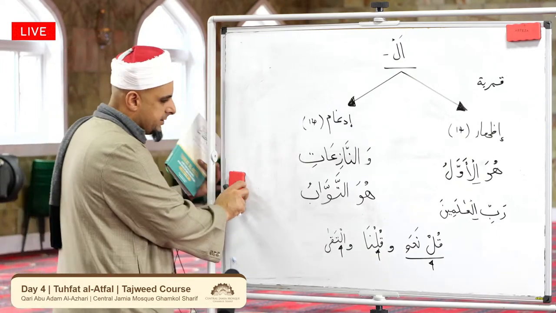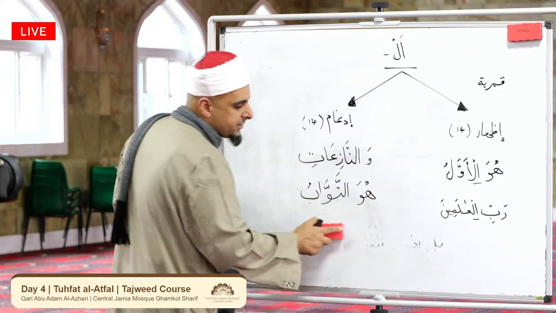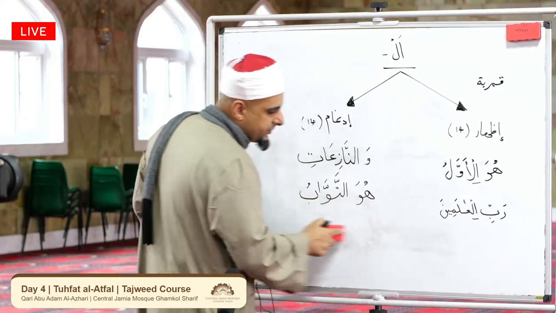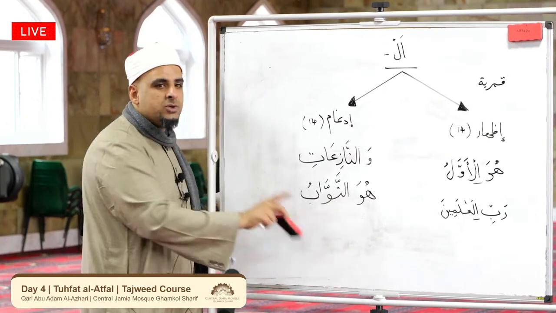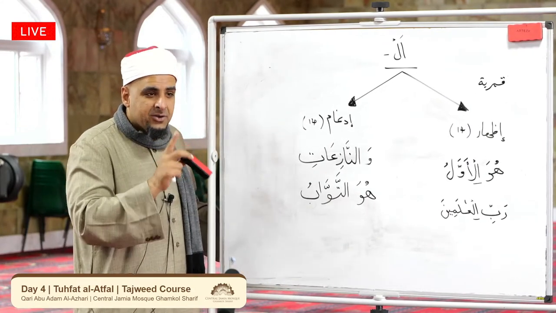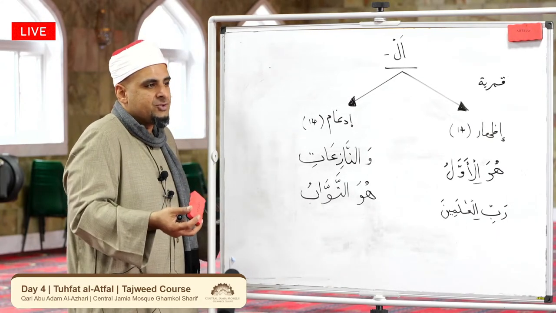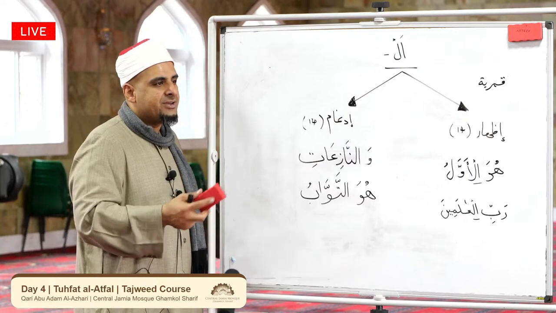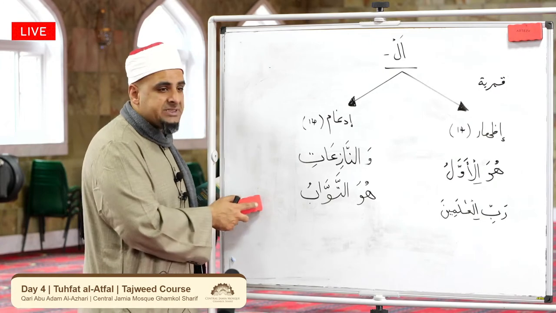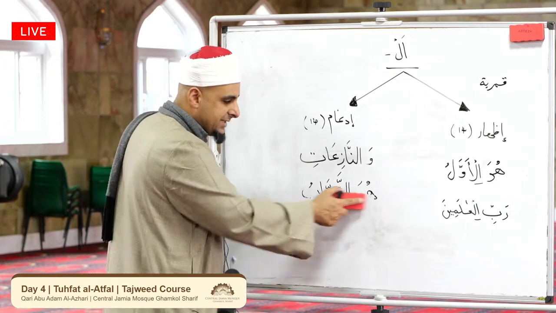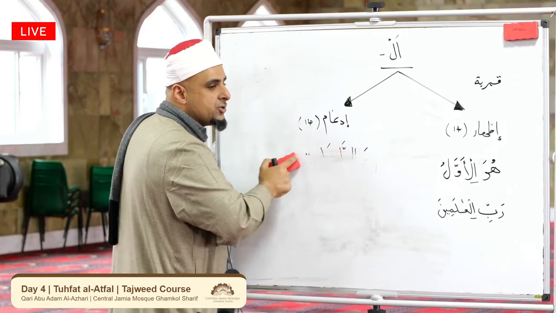So to understand basic idgham, the reason why I keep coming back to idgham and asking you that the lam and the noon are very close in makhraj, is because idgham needs this closeness. To assimilate, there has to be similarity between the two letters. And there's only two ways they could be similar. One is in makhraj, literally, or two, in their characteristics. So it's important to understand both.